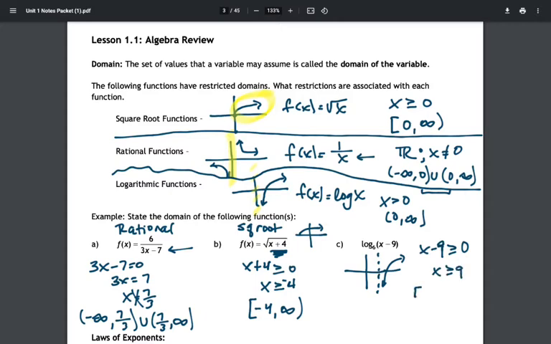Oh my goodness, I did that wrong again. I'm sorry. Let me rewrite that. Sorry, guys. x minus 9 has to be greater than 0. It cannot equal 0. So x is greater than 9. That's one way to write it, or you could say 9 to infinity. Sorry about that. All right, that's the domain for those three examples.